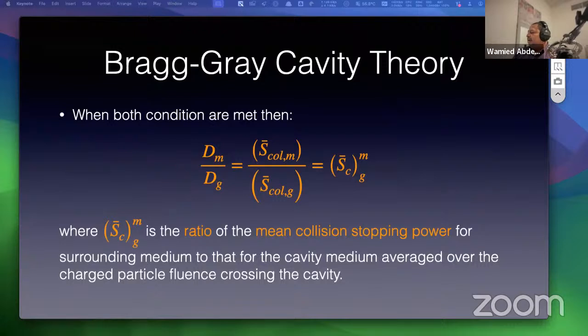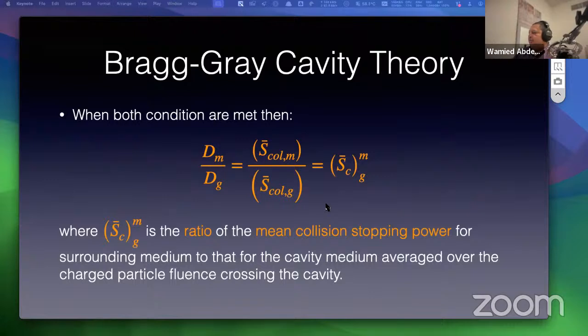The Bragg-Gray cavity theory states that the dose in the medium divided by the dose in the cavity is given by the ratio of the collisional mass stopping powers of the medium to that of the cavity. So in notation, I think you're familiar with this: the mass collision stopping power, medium to gas.